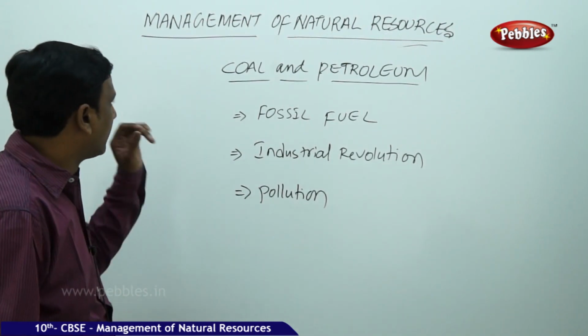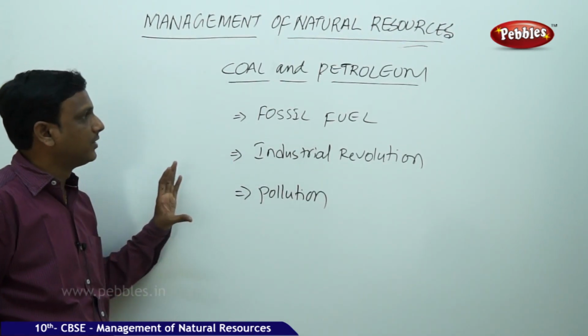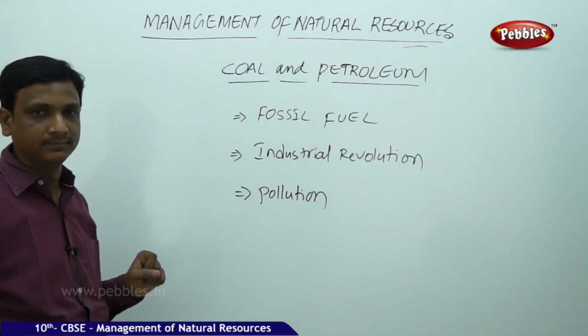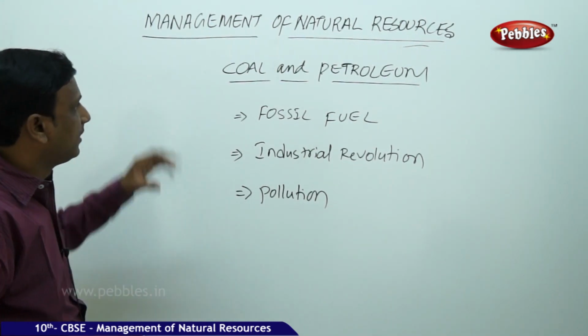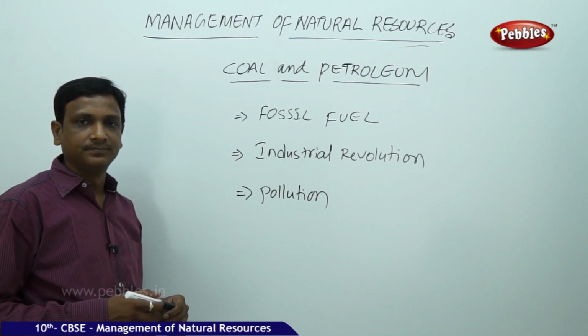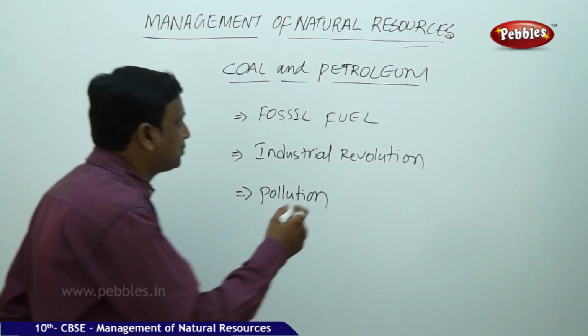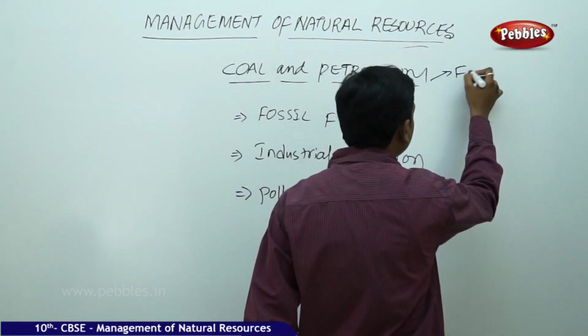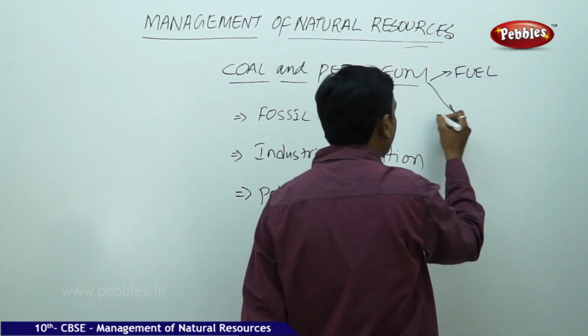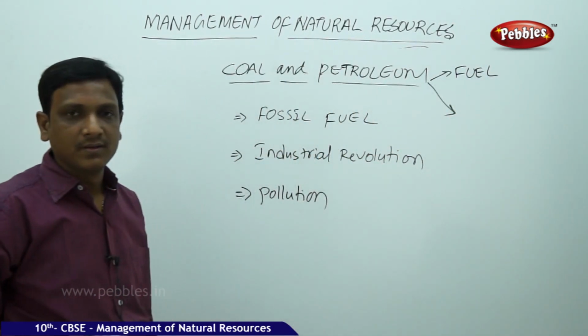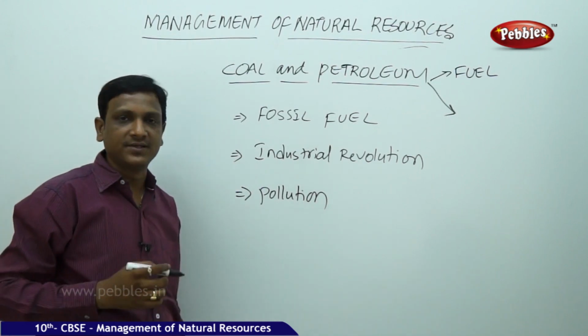Now let us look at another natural resource that we are going to discuss here, that is coal and petroleum. Coal and petroleum are an important natural resource. Here coal and petroleum are useful in two ways. One is as a fuel, a source of energy. They are the major source of energy for transportation.